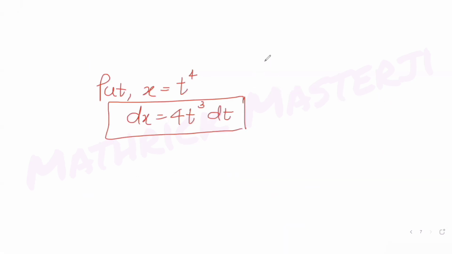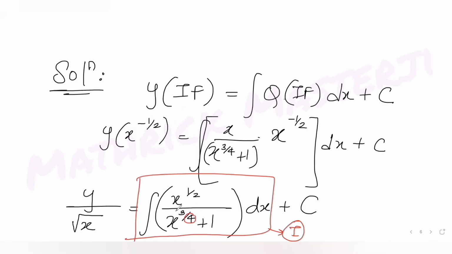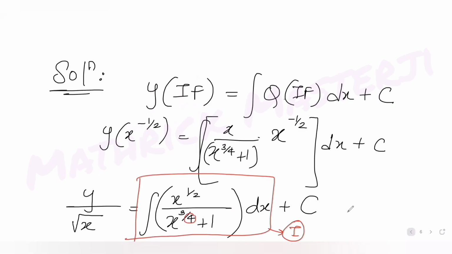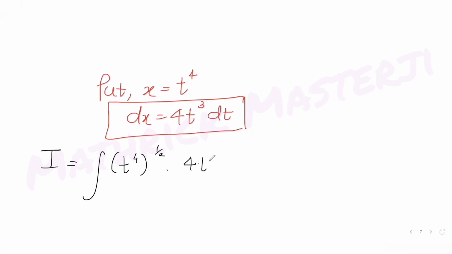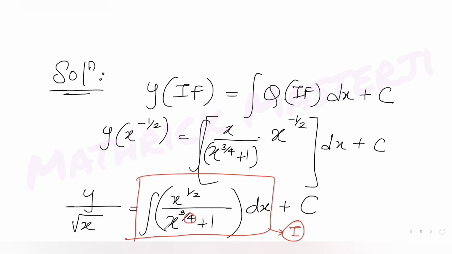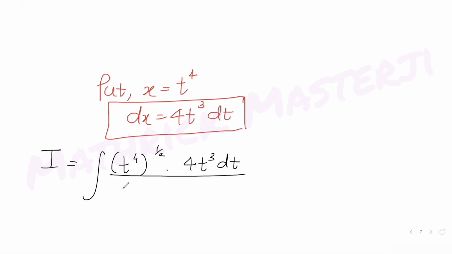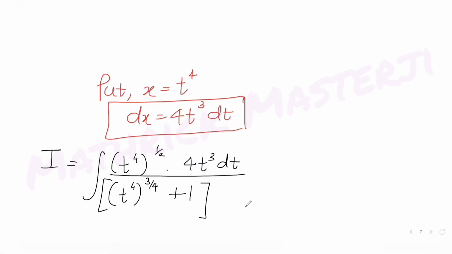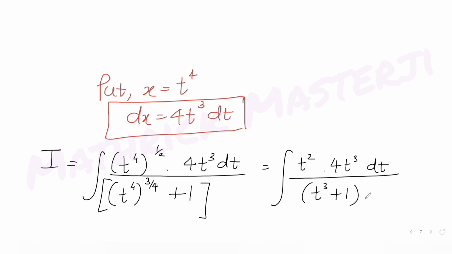And if I try to solve this integral I first, x raised to half, so x is t raised to 4, so t raised to 4 raised to half, that is basically t square. And then we have dx, which is 4 t cube dt over the denominator, where we have x raised to 3 by 4 plus 1. So x we put as t raised to 4, so t raised to 4 raised to 3 by 4 plus 1. So that's your entire integral I. And if I solve this, I get t square into 4 t cube dt over t cube plus 1. Once you solve for that, I get I as 4 outside the integral. You have t square into t cube.